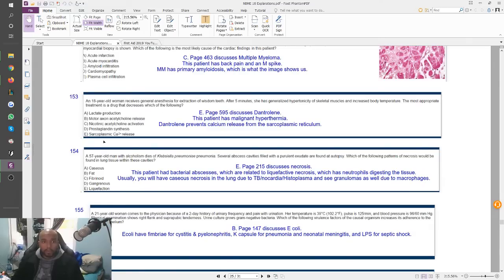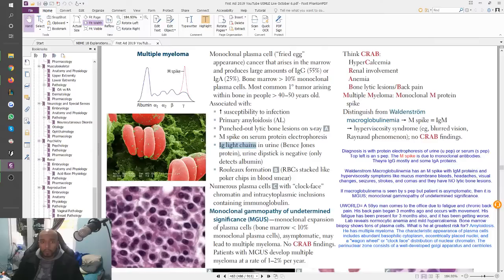Dantrolene prevents calcium release from the sarcoplasmic reticulum. Even if you didn't really know any of this, right? Logically, they're telling you she has hypertonicity of her skeletal muscles. So whatever you're going to give her, it has to stop that hypertonicity. It has to stop the flexing. And the only way to really stop the flexing is to stop the sarcoplasmic calcium release. Okay? So even if you didn't know malignant hyperthermia, you should be able to deduce that answer choice.